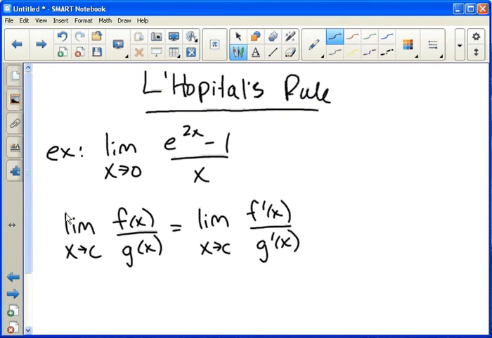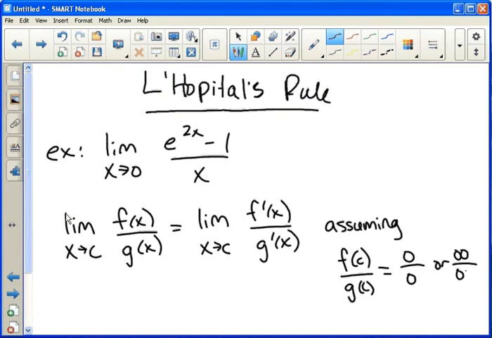assuming, and this is important, assuming that f of c over g of c is equal to 0 over 0 or infinity over infinity. Those are called indeterminate forms. If you end up with that, then you know you can use L'Hopital. But it's important to make sure you do have one of those forms before applying L'Hopital, because that's the only time you are allowed to use L'Hopital.